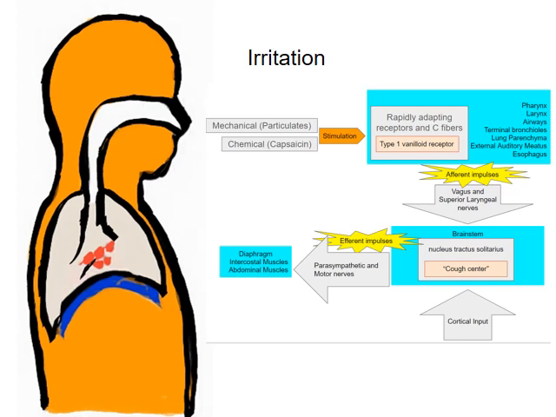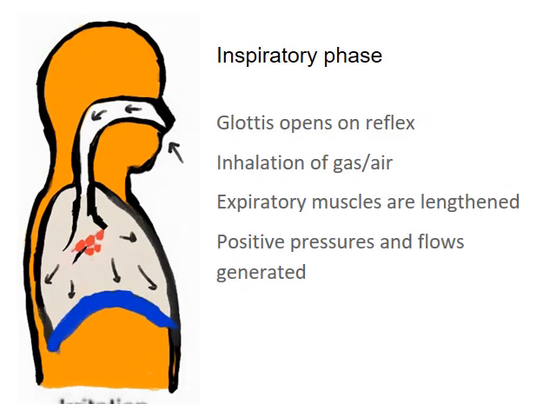Cough starts with irritation of the afferent nerve fibers found throughout the airways. This is then followed by the inspiratory phase. The glottis opens on reflex with inhalation of air. Lengthening of the expiratory muscles occurs with the contraction of the diaphragm. Air fills the thoracic cage, generating positive flows and pressures.